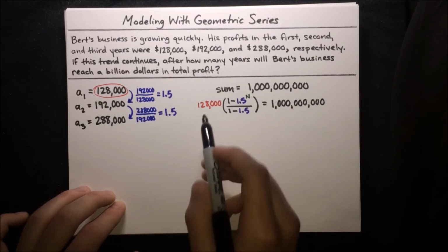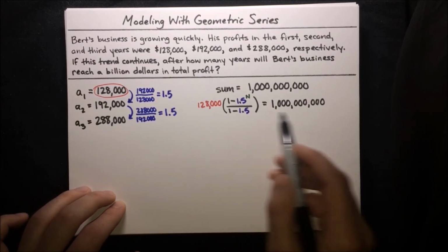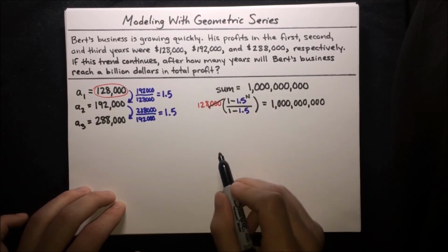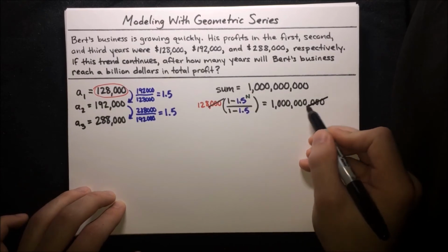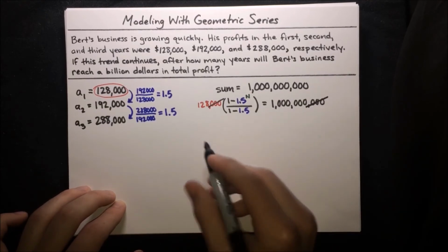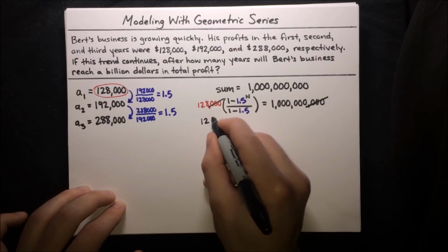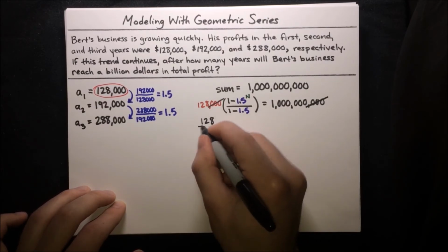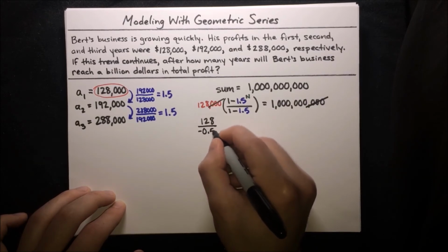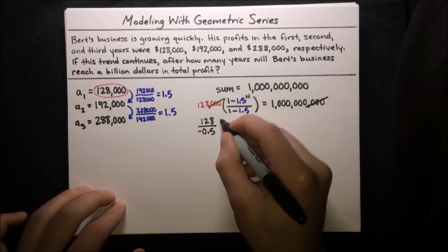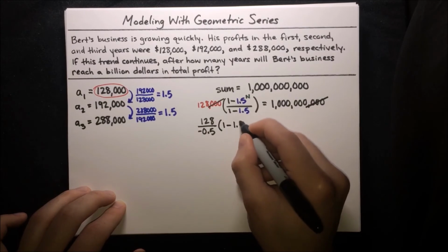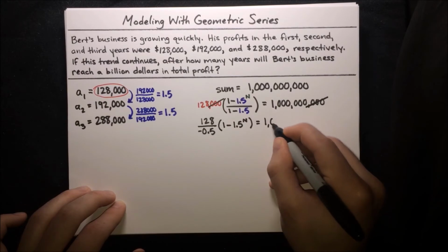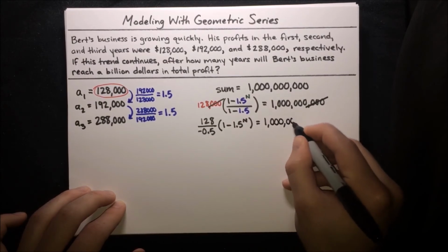So first, to simplify the problem, we can just divide each side by 1,000 and cancel out these last 3 zeros. There and there. And let's keep on simplifying. So we have 128, and then 1 minus 1.5 is just negative 0.5. And that's multiplying 1 minus 1.5 to the n. That's equal, again, to 1 million.